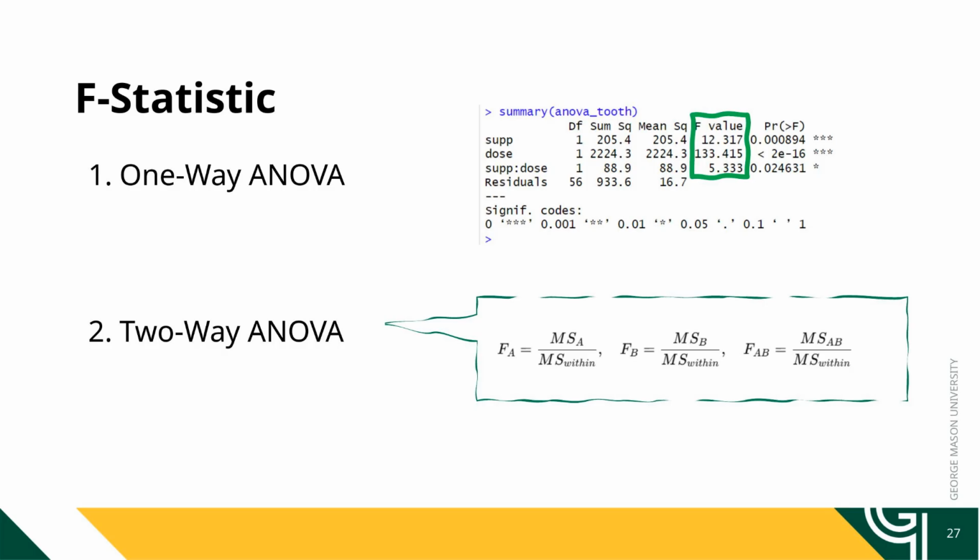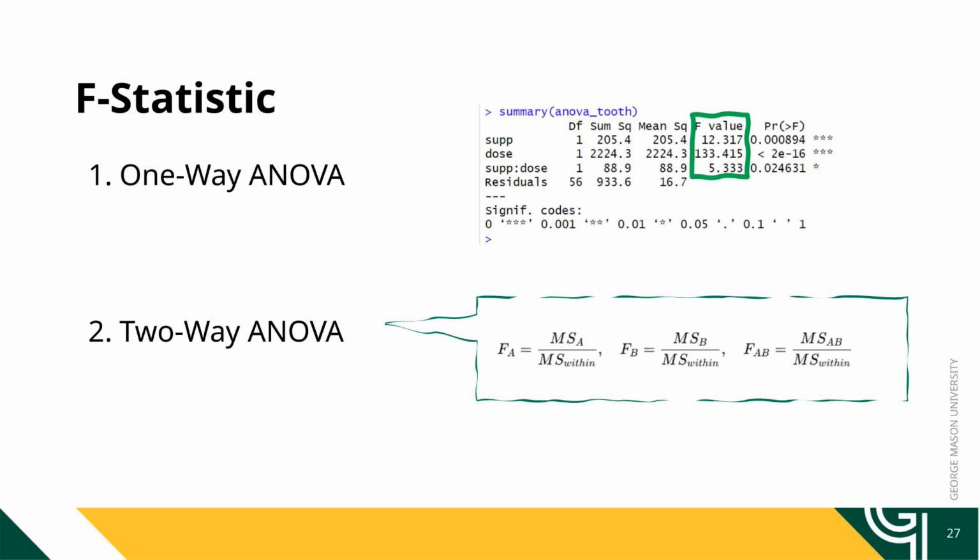In two-way ANOVA, multiple F statistics assess the effects of two factors and their interaction. The F value for the supplement factor is 12.317, indicating a substantial variation compared to residuals. The dosage factor has a much higher F value of 133.415, signifying a significant impact on the response variable. The interaction effect between supplement and dosage is represented by an F value of 5.333, suggesting some interaction between the two factors.